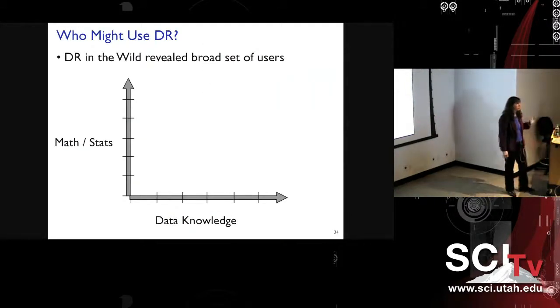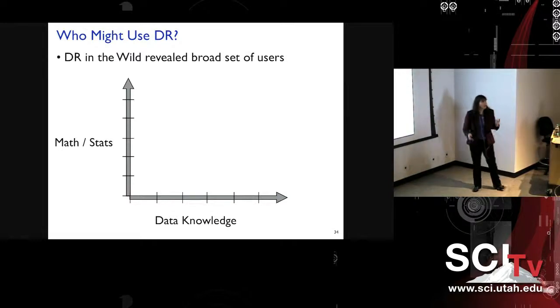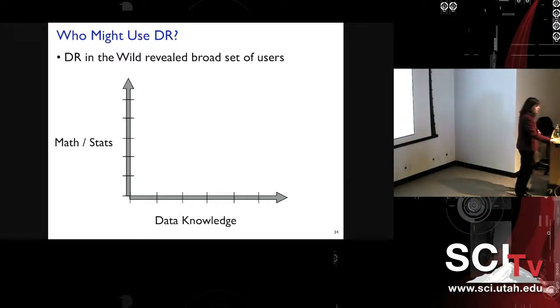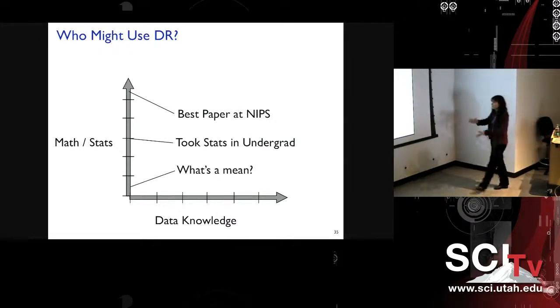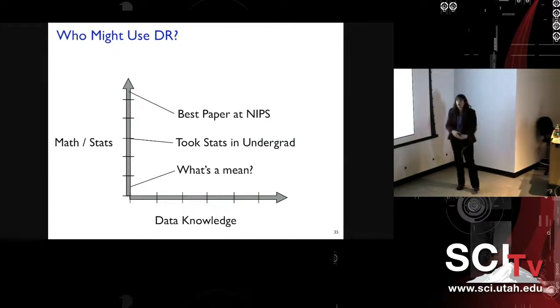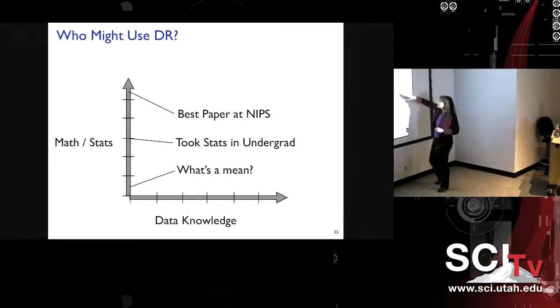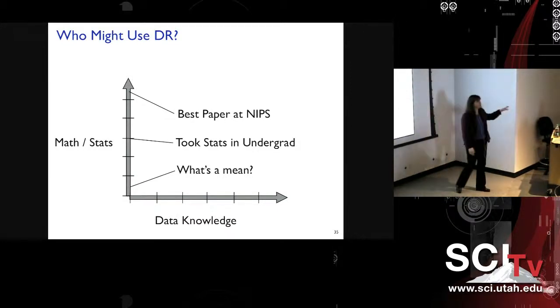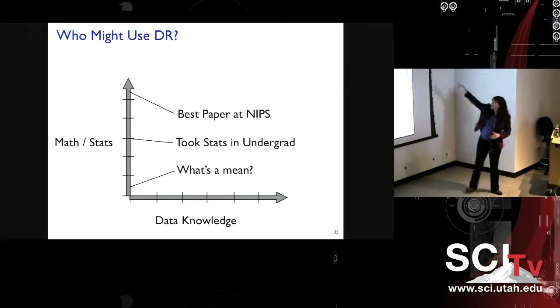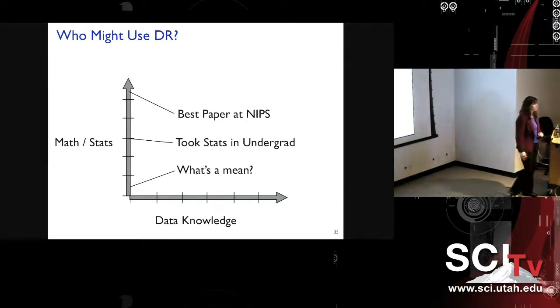Now, this question of who might use dimensionality reduction, we discovered from talking to lots of people that there are 2 interesting axes that you think about. And one is, well, how much math do you know? So that's our vertical axis. So let's think of near the bottom, they don't know what a mean is. Okay, there's not so many of those people in this room. But let's think about this middle place. Well, yeah, I took a stats course when I was an undergrad. Maybe that was many years ago. And then at the top of this axis, of course, I had a best paper at NIPS last year. I know my DR algorithms down cold.